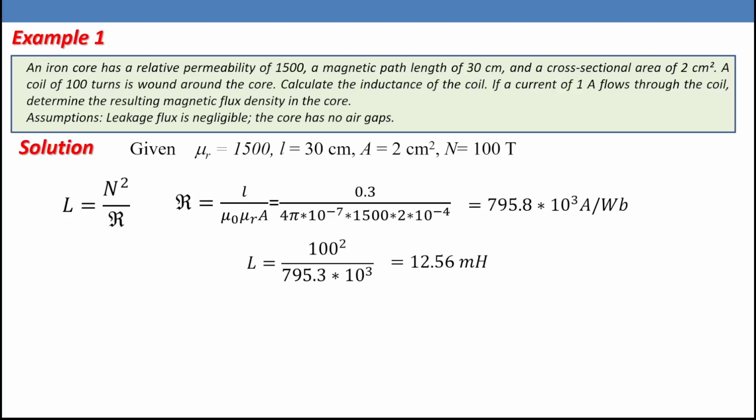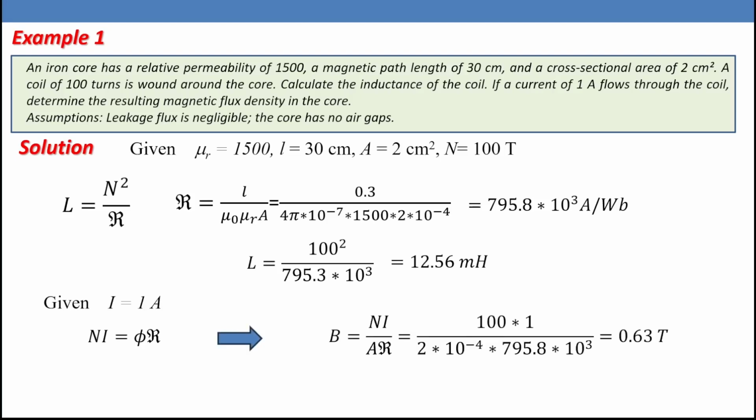But if we have this inductance, and we now have 1 ampere, what will be the flux density? We know that Ni equals phi times reluctance, and phi equals B times A, so in this case B equals Ni over A multiplied by the reluctance. That will be 100 turns multiplied by 1 ampere over 2 times 10 to the power minus 4, multiplied by the reluctance value.